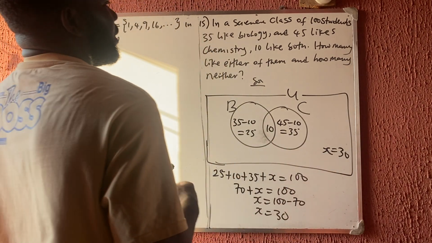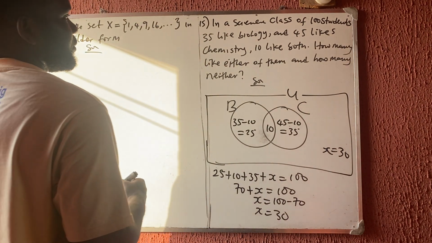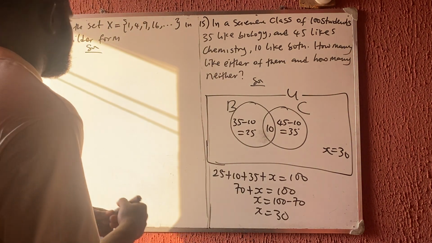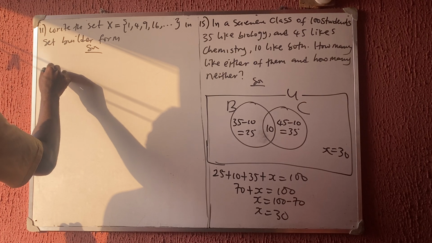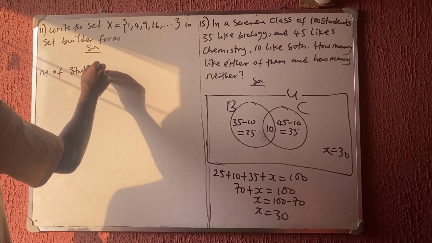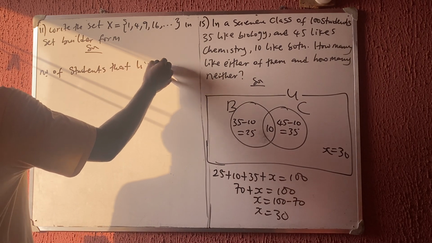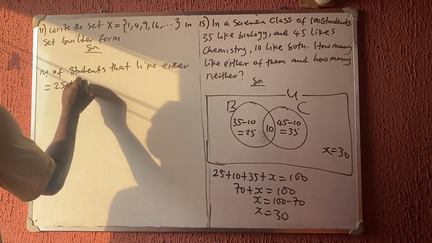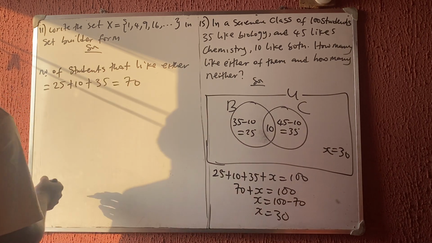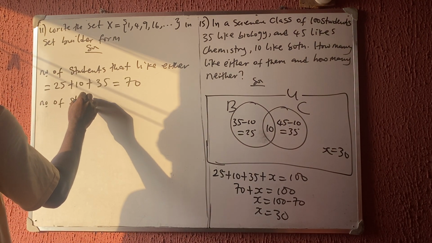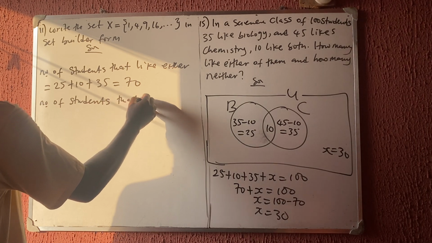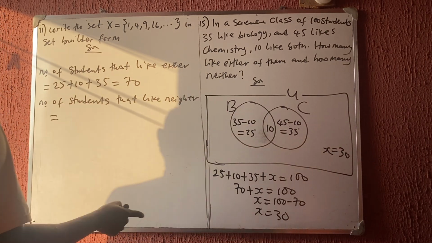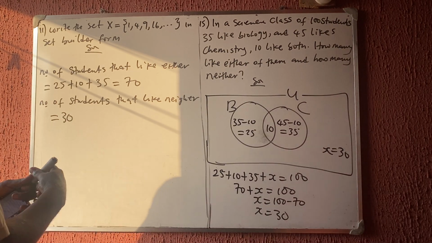So you now write for them: the number of students that like either of them is 25 plus 10 plus 35, which is equal to 70. The number of students that like neither of them is what we have gotten as 30 students. So that is that for that.